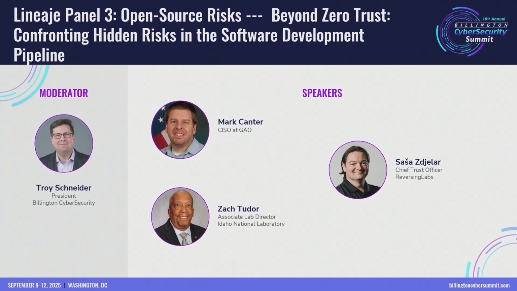Immediate to my left, we have Mark Cantor, who is the Chief Information Security Officer for the Government Accountability Office, so is tasked with really working to help agencies across government understand what's going on, how they can do it better, maybe where they're not doing it so well. So it brings a really good whole-of-government perspective to this. Next to him is Zach Tudor, who is the Associate Lab Director at Idaho National Laboratory. And on the far end is Sasha Zeller, who is with Reversing Labs as the Chief Trust Officer. And gentlemen, thank you so much for being here.